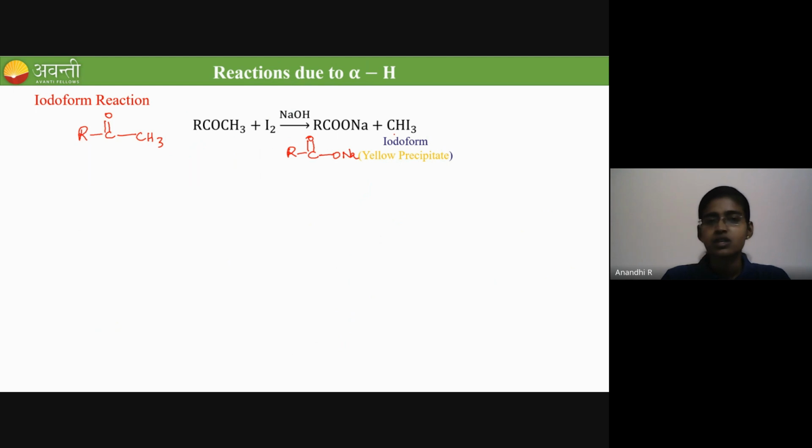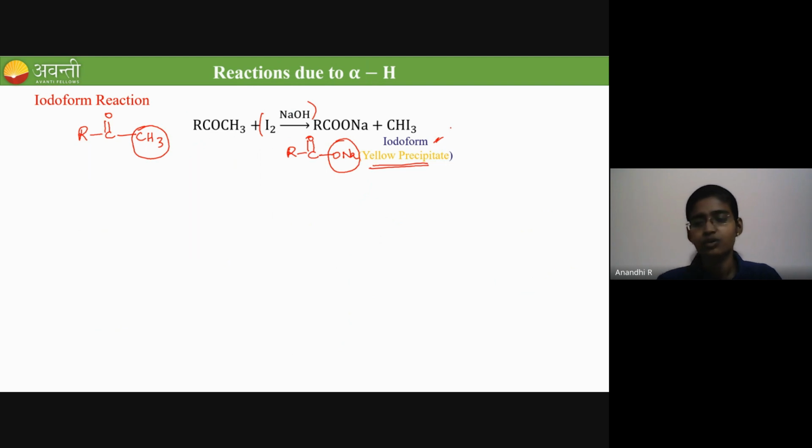Okay. So what is happening here? On treatment of this compound with iodine and NaOH, the CH3 group which is attached to C double bond O is getting converted to ONa. So how do we come to know that the reaction gets over, or we are getting RC double bond O ONa? Just by seeing the yellow precipitate in the container. That yellow precipitate is due to the formation of iodoform.